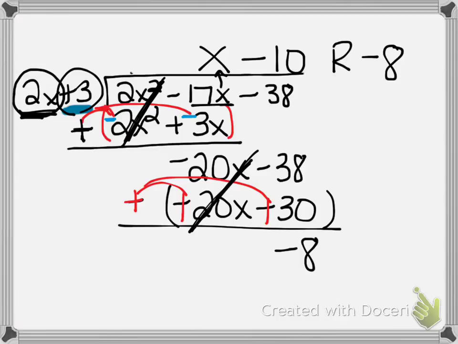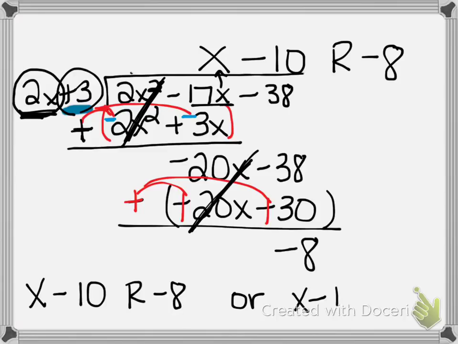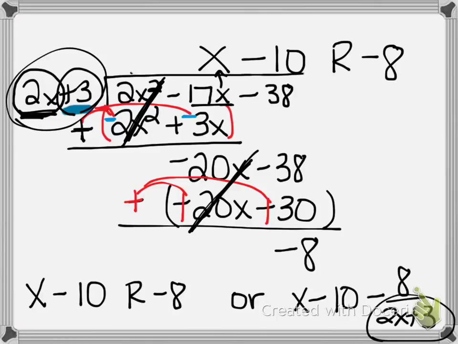There are two ways that you can write this answer. You can write it as x minus 10, remainder negative 8. Or you can write it as x minus 10 minus 8 over 2x plus 3. Now I got the 2x plus 3 from my divisor.